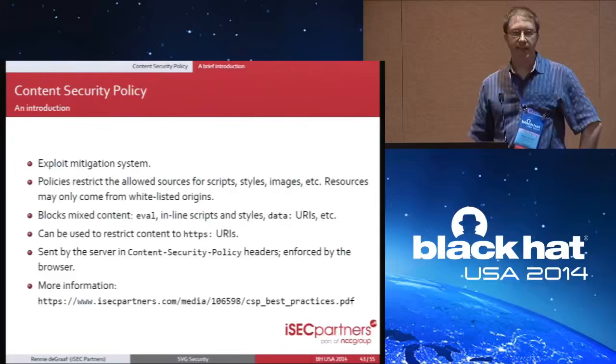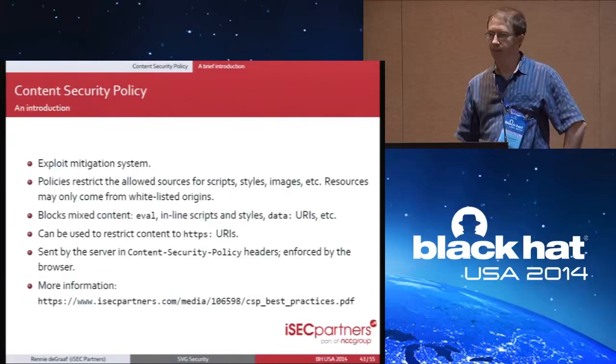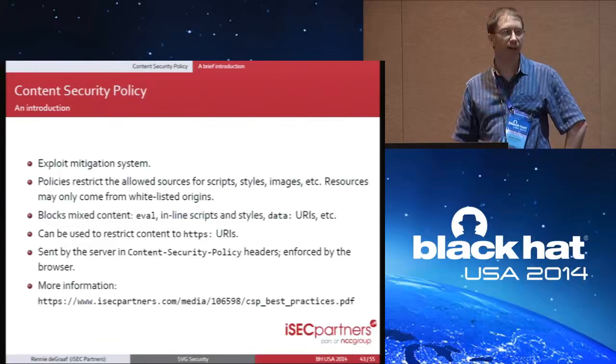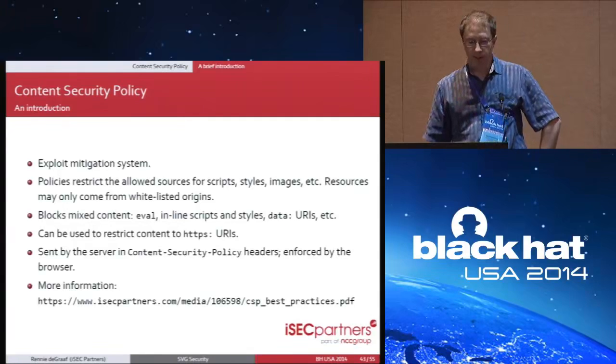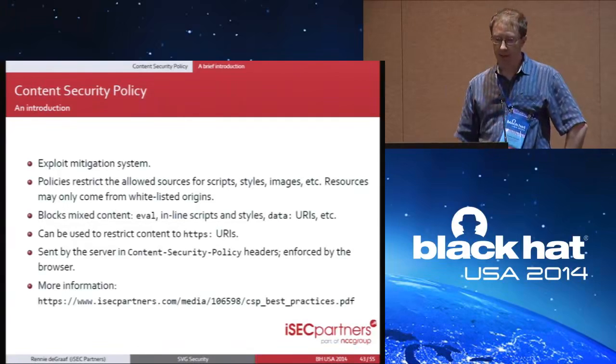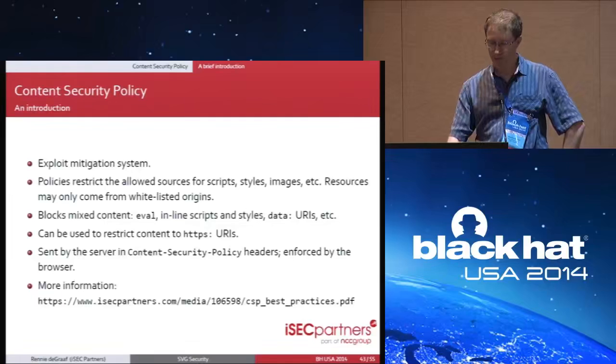Now let's take an aside and talk about content security policy for a bit. Hopefully a lot of you are somewhat familiar with it. It's an exploit mitigation system. It lets the server define policies which restrict allowed sources for scripts, styles, images, and whatnot. So these resources can only come from whitelisted origins. It blocks mixed content, things like eval, inline scripts and styles, data URIs, and whatnot, unless overridden in the policy. And it's set by the server using content security policy headers, and these are enforced by the browser.